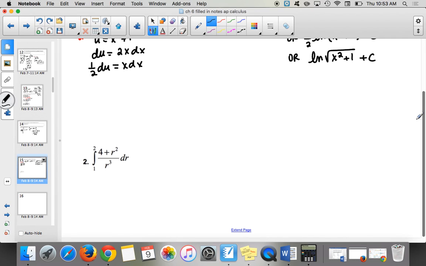All right, so this next one. Do I need a u-substitution? What do you think? If I do a u-substitution, what's u? r cubed, but then does that really give us the 4 plus r squared? Not really. Is there something else we could do? So let's bring this r cubed into both pieces. Let's not do a u substitution. So we're going to have 4 over r cubed, which is 4r to the negative 3. And we have r squared over r cubed, which is going to be 1 over r. So you can leave it like that, or you can do r to the negative 1. I'm going to write it as 1 over r.